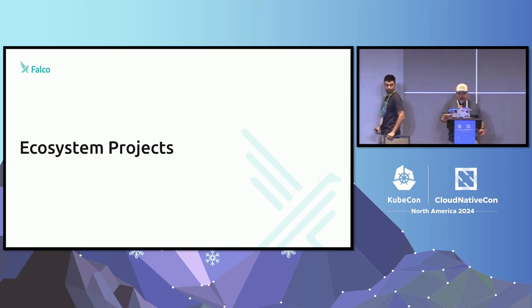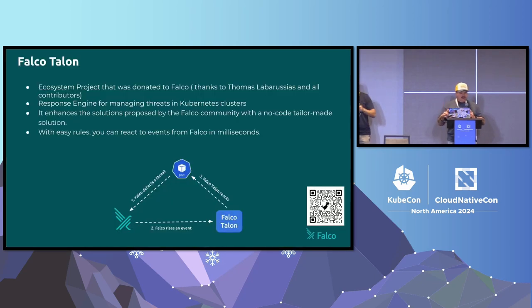Okay, we're going to talk a little bit about the ecosystem projects. Falco itself is great, and we all love it, but we have quite some projects in the ecosystem that enhance Falco and give superpowers to Falco itself. The first one is our newest donated project, which I think was donated last month, right? It's pretty new. It's work that was being done by Thomas, myself, and others in the community for some time, and then they decided to donate this to the Falco organization itself.